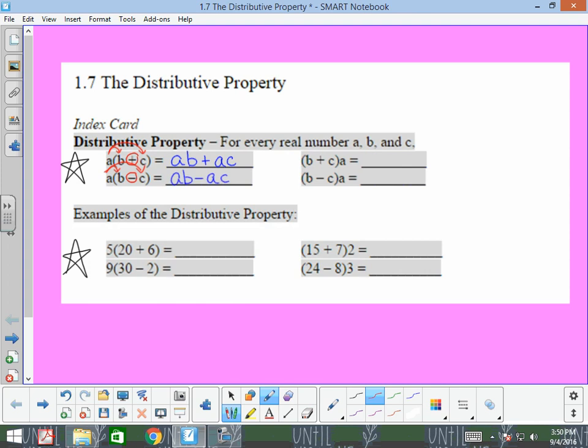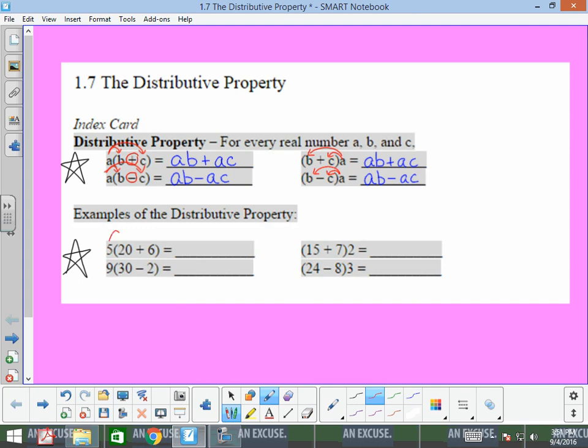Sometimes the term on the outside is on the back part of the parentheses. You're still multiplying every term on the outside, whether it's on the front of the parentheses or at the back of the parentheses, times each term inside the parentheses. So those are some examples for definitions of distributive property. Here are some examples down here.